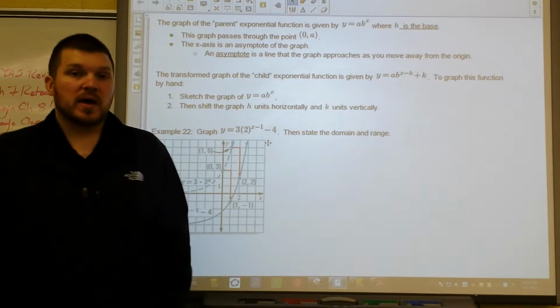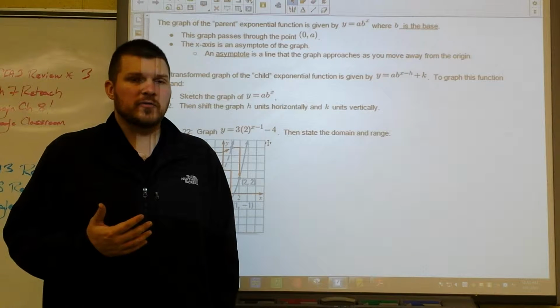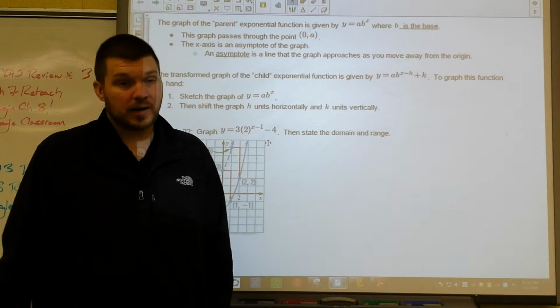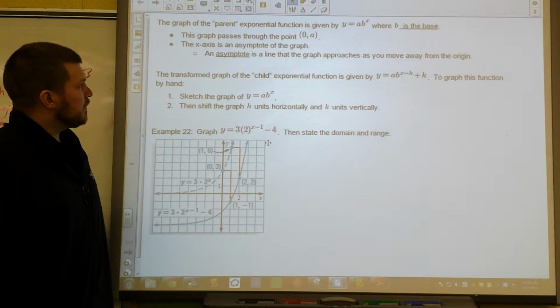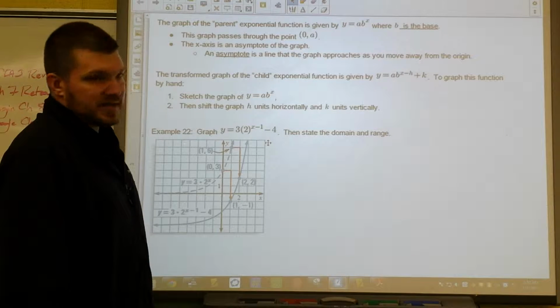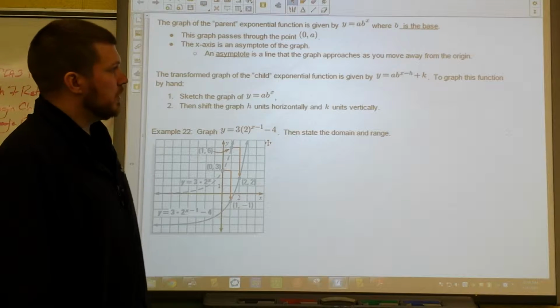In this video, we're talking about exponential functions, and again, we're focusing on the idea of a parent exponential function and how we transform it into a child exponential function. The graph of the parent exponential function is given by the function y equals a times b to the x power, where b is called the base.